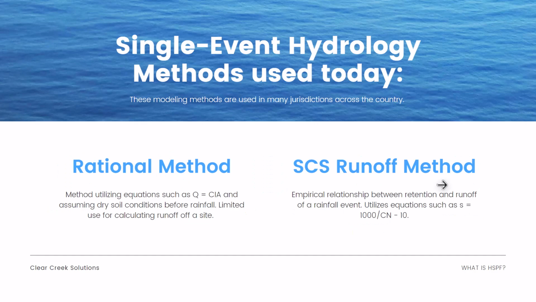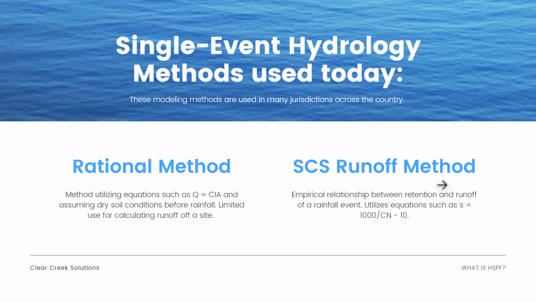So what are some of the single event hydrology methods that are used today? Well, I talked about these, and these modeling methods are used in many jurisdictions across the country. We have the rational method, and that's a method utilizing equations such as Q = CIA. We have plenty of videos on that method on our channel. It assumes dry soil conditions before rainfall, and it has a limited use for calculating runoff of a site. So that would be the limited use of it.